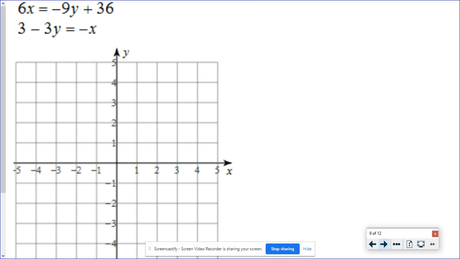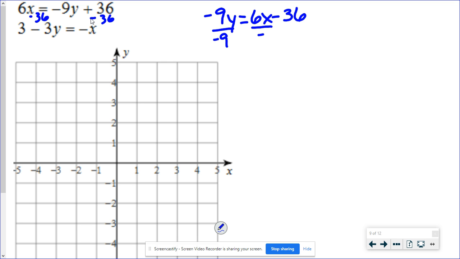This one, clearly I'm giving you more difficult equations because I'm trying to hide something, right? In that first equation, let's get rid of the 36, and we're going to flip-flop sides. So I'll have -9y equals 6x minus 36. Divide, divide, divide. -2/3 x when I simplify that, and a +4.